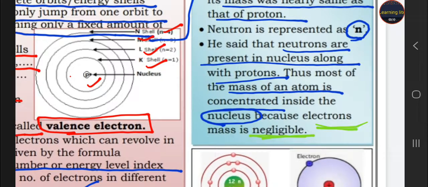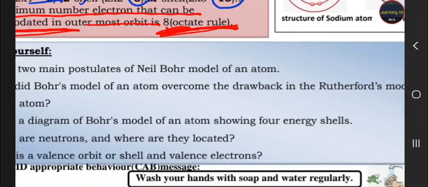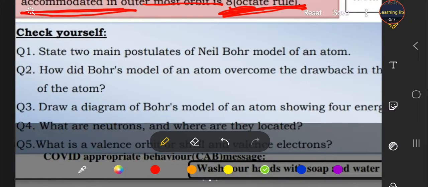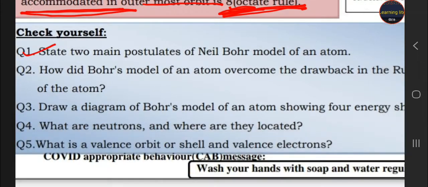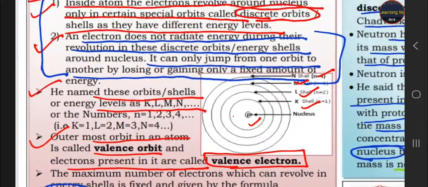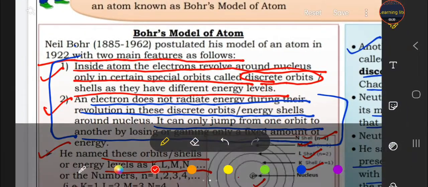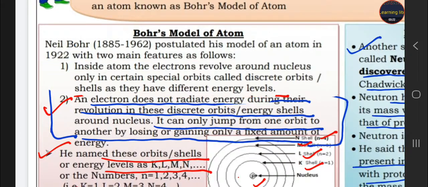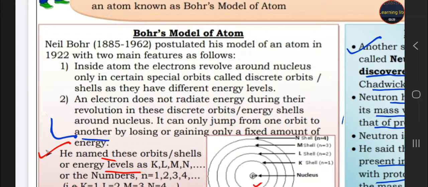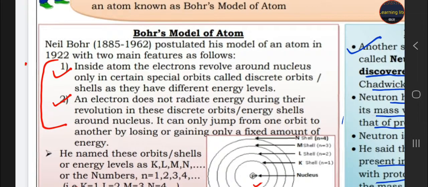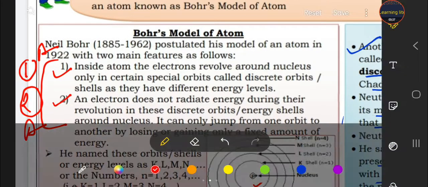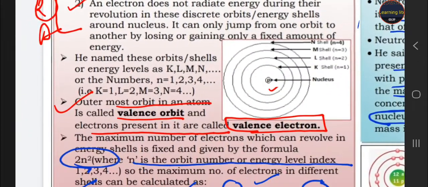Okay, let's do the exercise. State two main postulates of the Bohr's model of atom. Here are the two main postulates. You have to write this in your first answer. So this is your first answer, students. And this is also your second answer. First and second answer will be the same here.